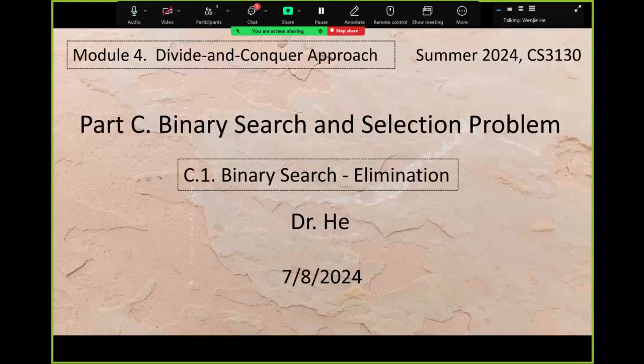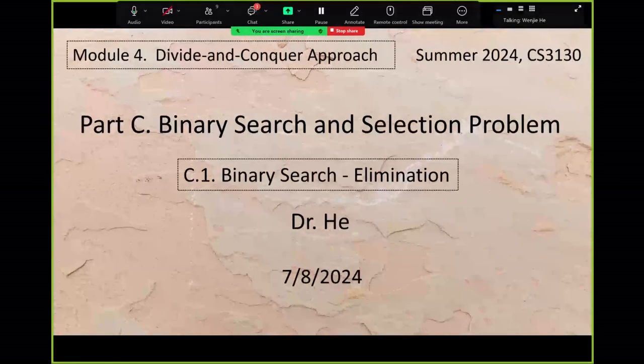Everyone knows binary search, right? So here, let's use the divide and conquer approach to understand binary search, especially some details. Binary search is a very simple, fast search algorithm, and it is very useful.